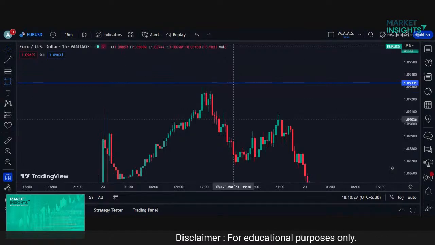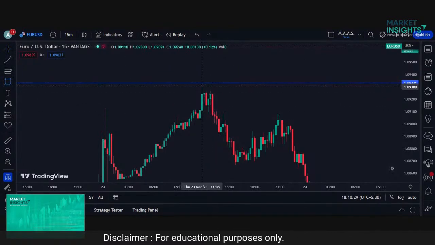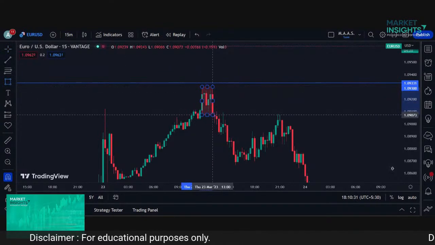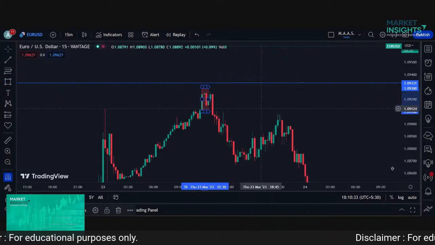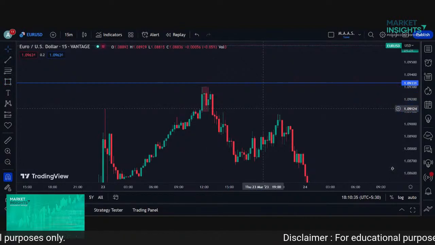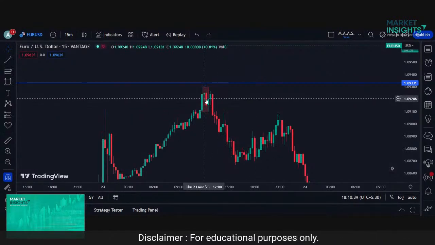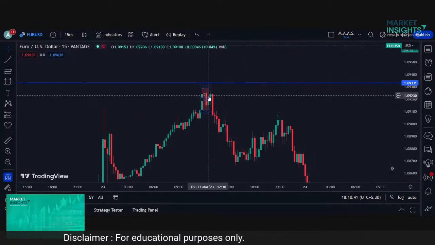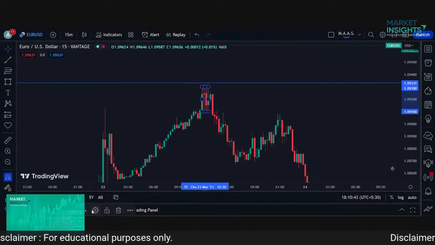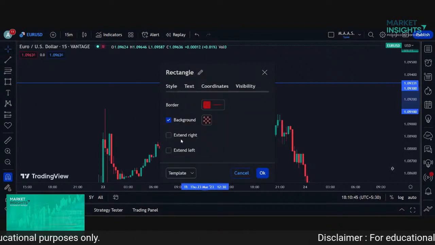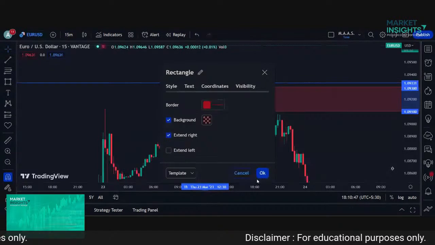Let us draw something on this. Let us take this line and the lower line. This is how you draw a zone. You take a particular reversal point. I'm just giving this as an example. We have not drawn a proper zone, so don't get too excited.